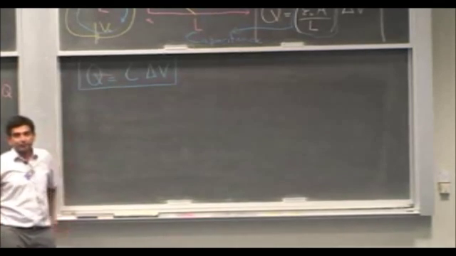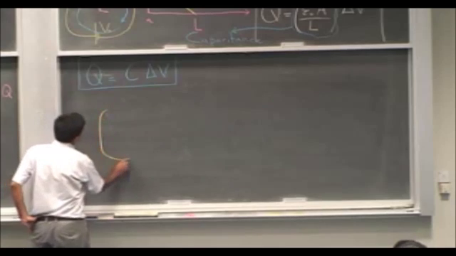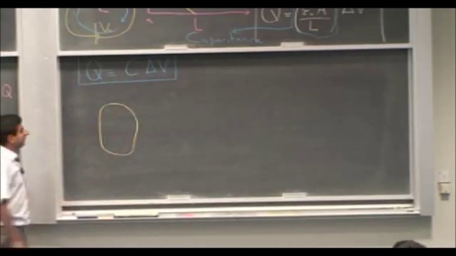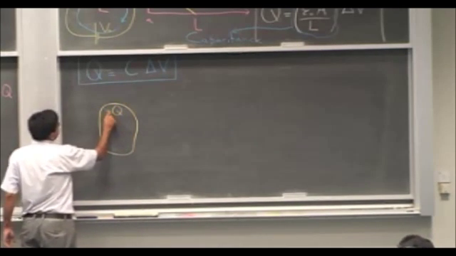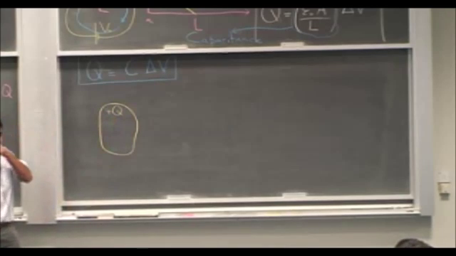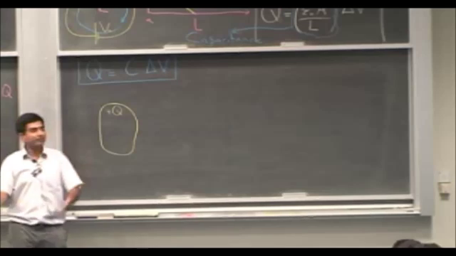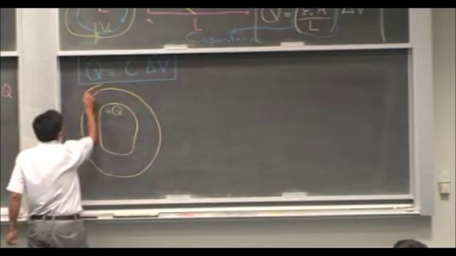Now I have one question for you. Suppose I have a conductor here. It's a metal. It carries a charge plus Q. And enclosing this metal, it's a 3D volume. Outside this metal there's another volume, like a ring.